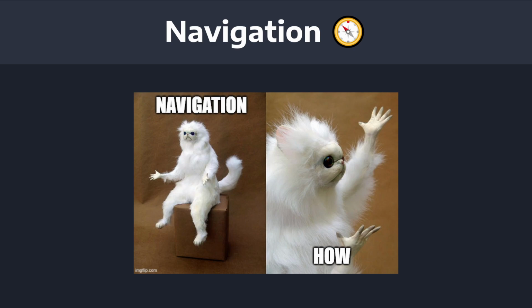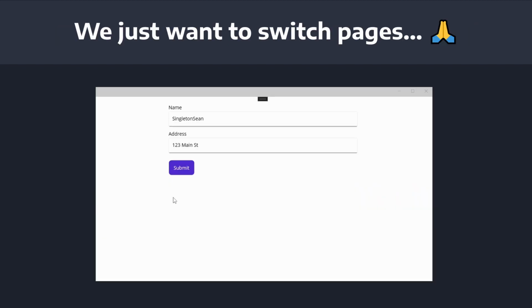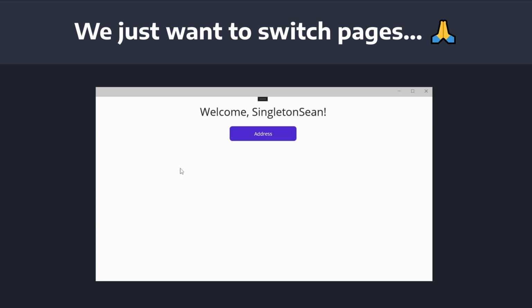So navigation has historically been tricky in .NET desktop applications. I've had trouble with it, and I know all of you have had trouble with it too, because some of the top videos on this channel have been about navigation in WPF applications. So you have an app with multiple pages, you just want to switch pages. You want to be able to click a button and go to the next page in your application. It's such a simple concept, but for some reason, again, historically, it's been tricky.